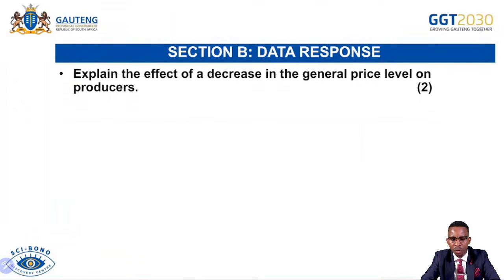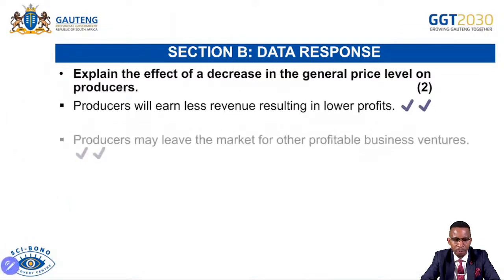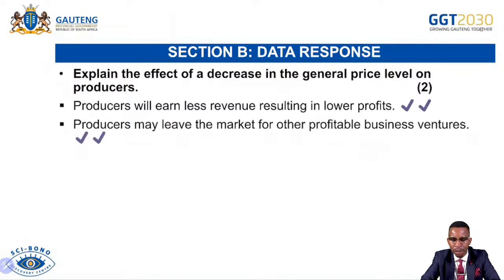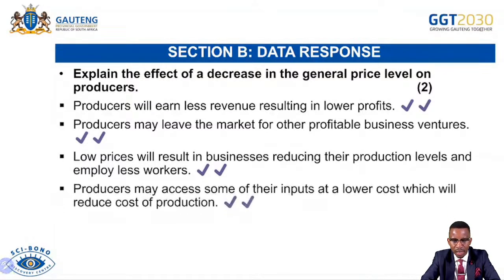Explain the effect of a decrease in the general price level on producers. So if ever the prices are significantly decreasing, what happens to producers? So producers will earn less revenue, resulting in lower profits. Producers may leave the market for other profitable business ventures. Low prices will result in businesses reducing their production levels and employing fewer workers. Producers may access some of their inputs at a lower cost, which will reduce the cost of production.